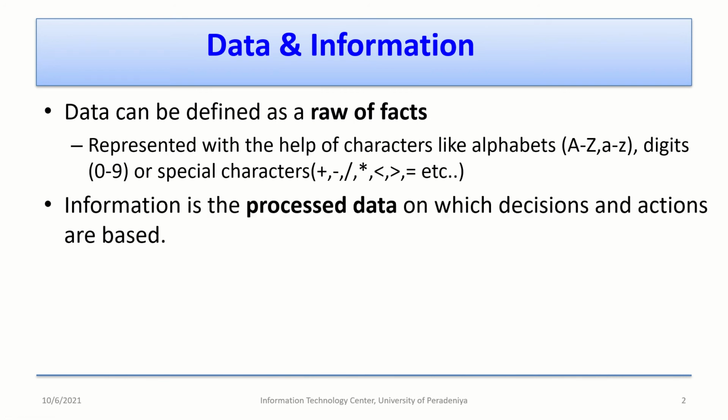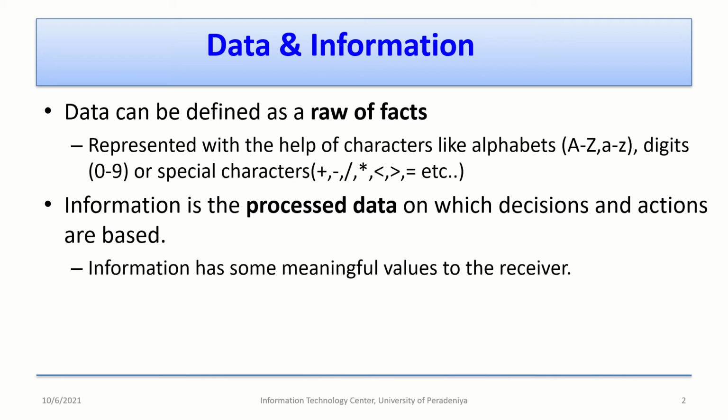Information is processed data. Information is processed data on which decisions and actions are based. So by using information, we can take some decisions and actions. Information has some meaningful value to the receiver. So the basic property of information is a meaningful value.